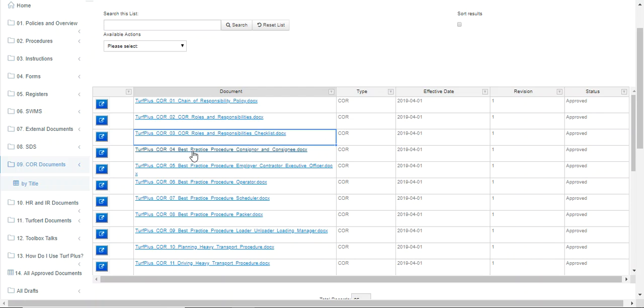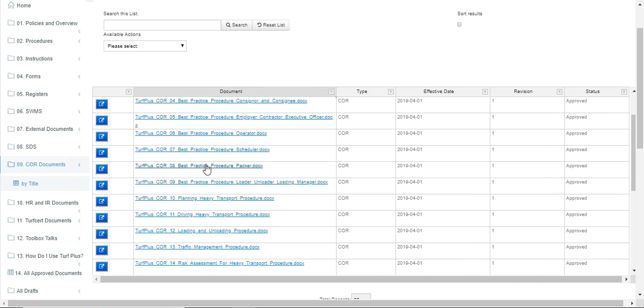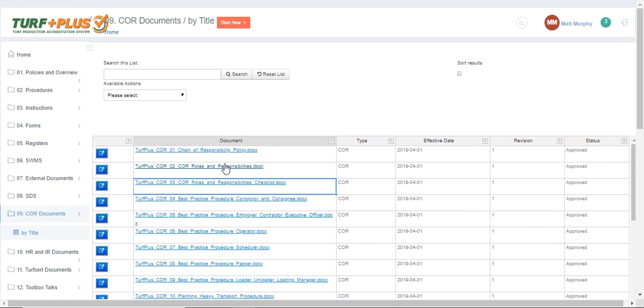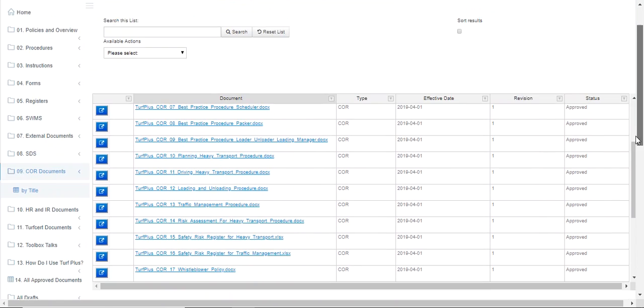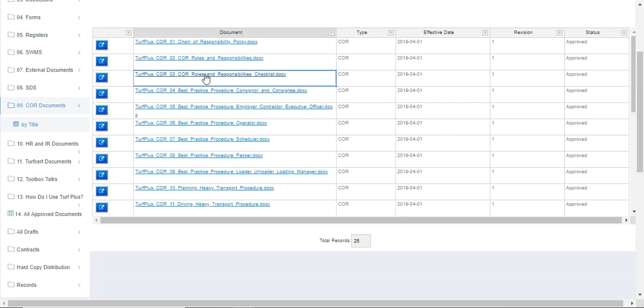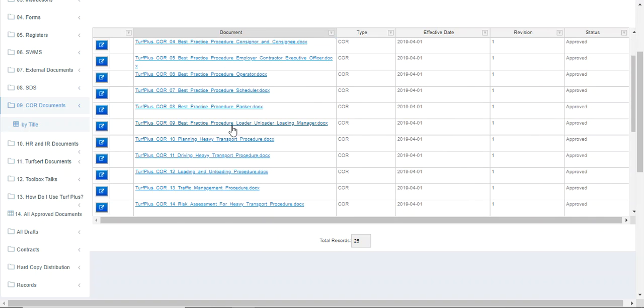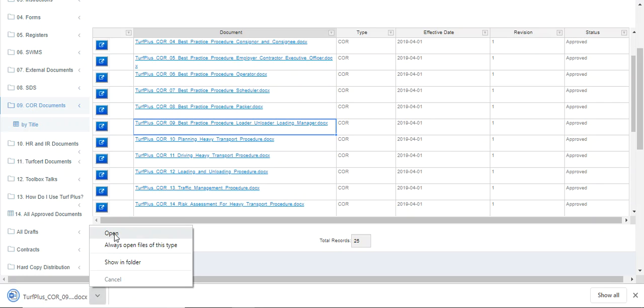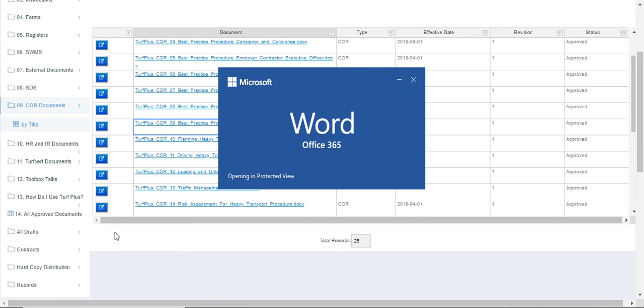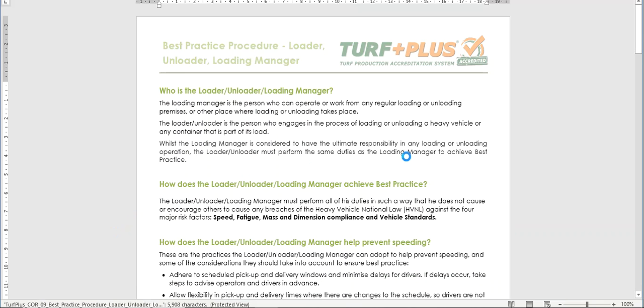Now, there's a bunch of documents here called best practice documents, or best practice procedure. That explains to all your staff how to best carry out their role within any given transport event. I think these are ideal training documents. Let's just open up the loader, unloader, loading manager. The responsibilities can be very similar. If you've got a loading manager as well as a loader, the loading manager carries more responsibility.